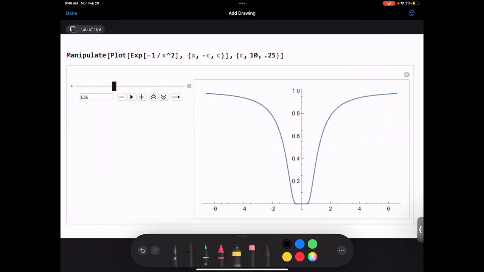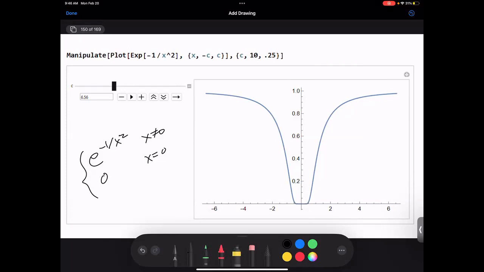So here is one of my favorite functions. This is the function e to the negative 1 over x squared if x is not 0, and 0 if x equals 0. So here's the plot of the function. If you think about e to the negative 1 over x squared, if x is 1 over 100, then you get e to the negative 1 over 100 squared. 1 over 100 squared becomes 10,000. So this is e to the negative 10,000.